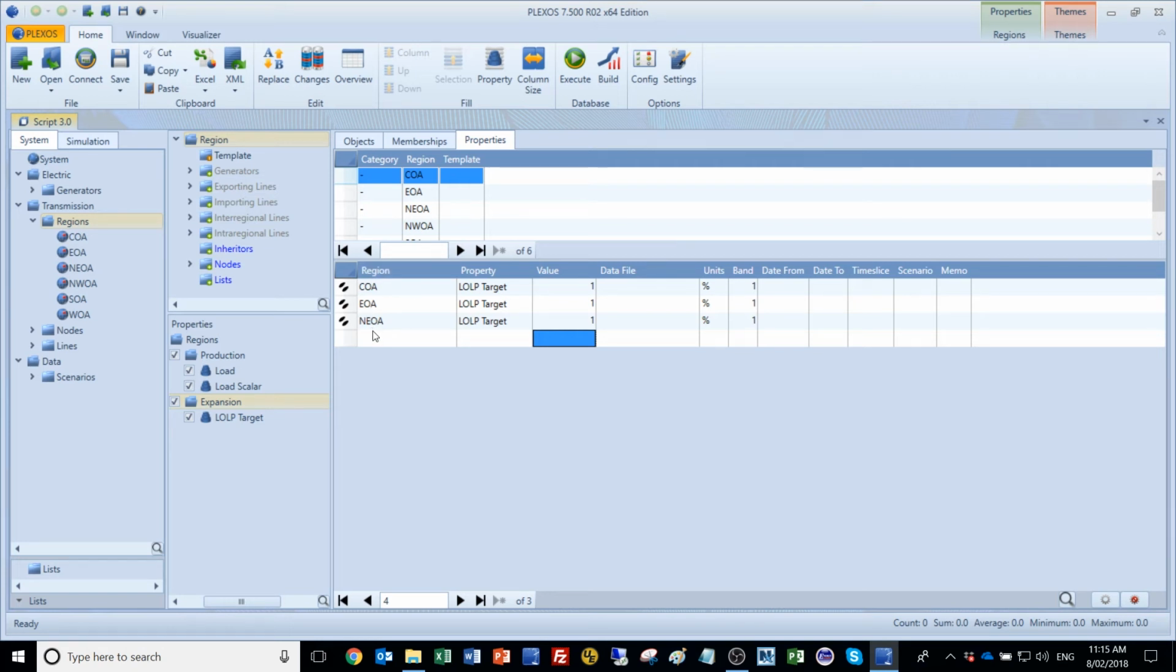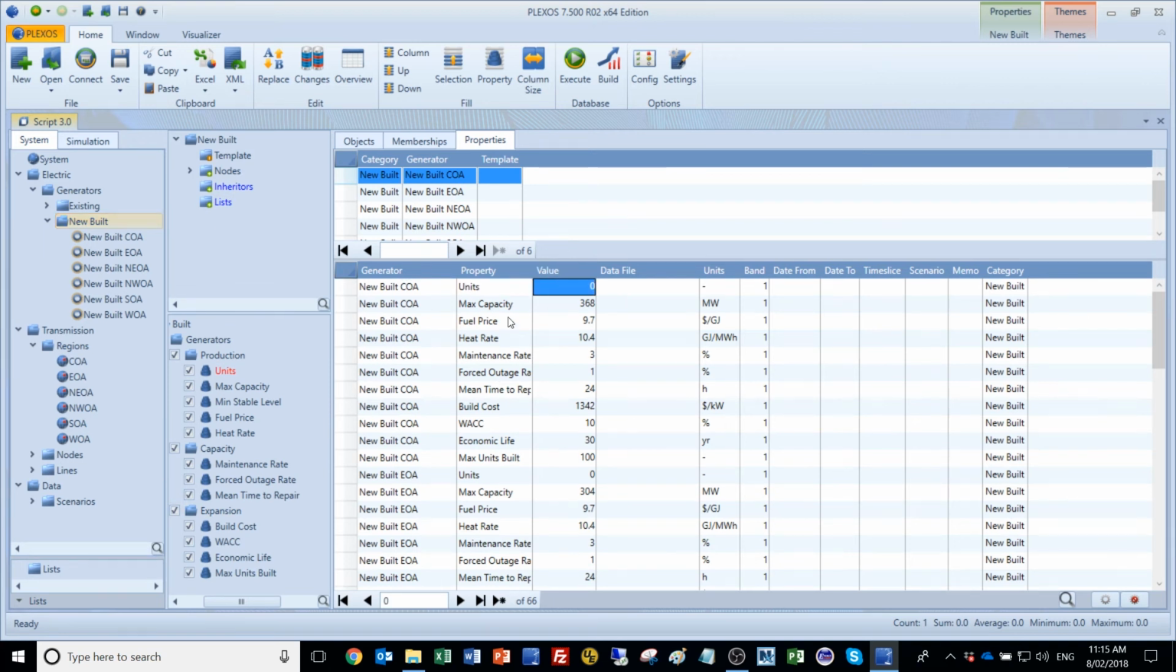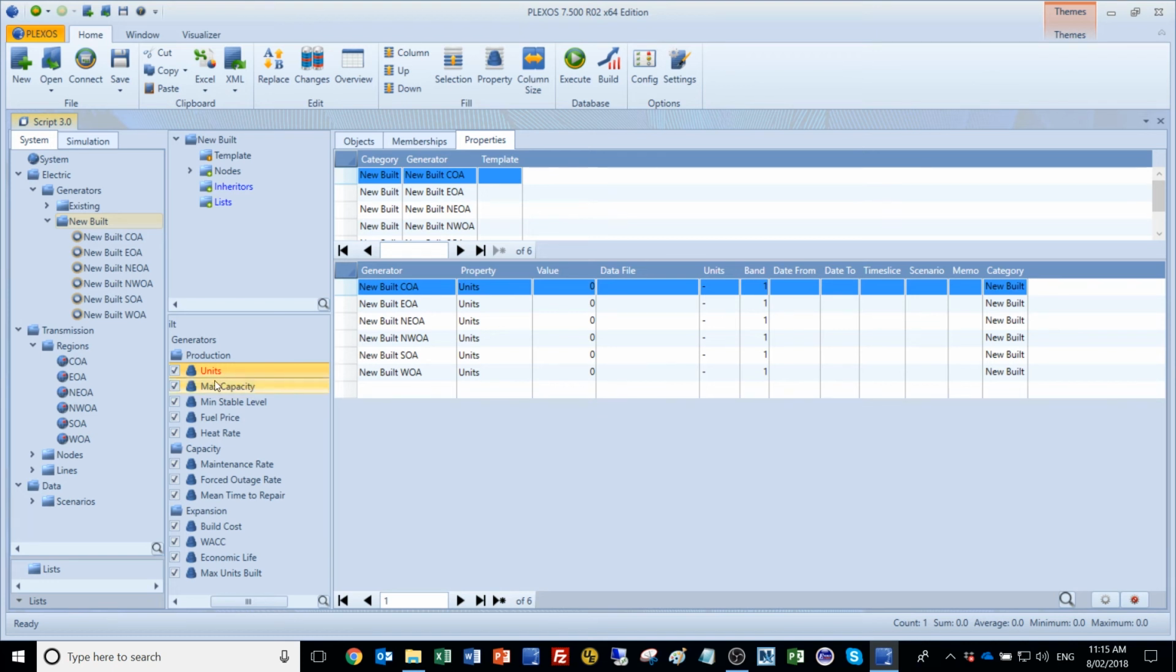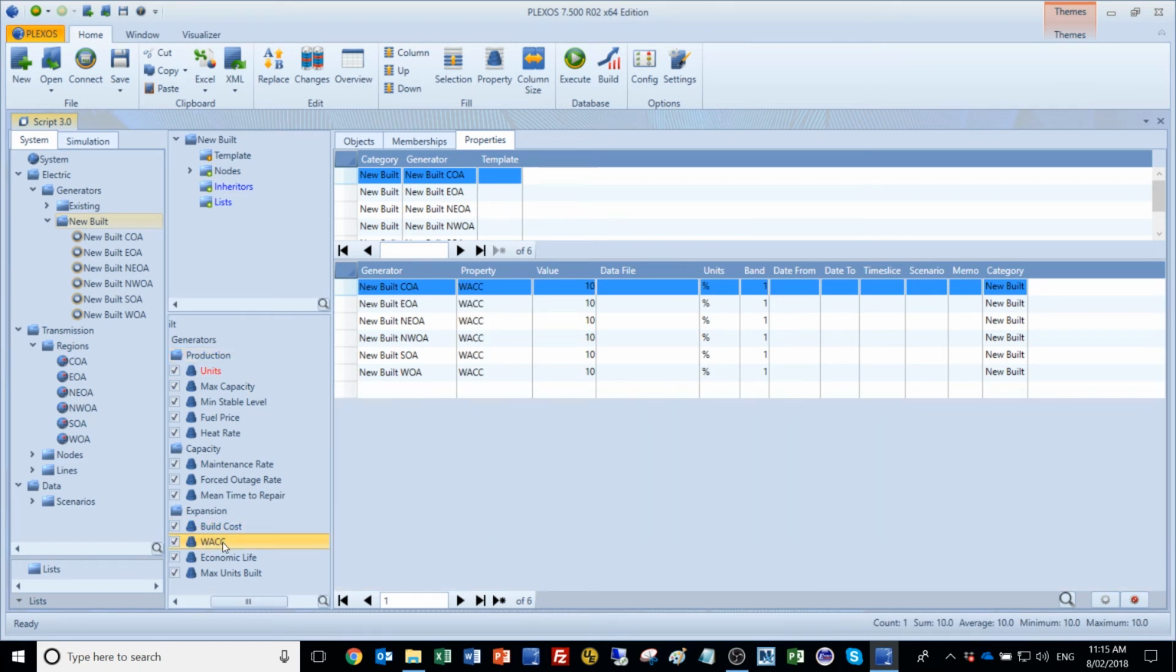You can define new build candidates generators in the same way as creating existing generators. However, remember to set the units to zero. For build candidates generators, you will have to inform properties such as build cost, weighted average cost of capital, economic life, and max units build. You may create build candidates transmission lines in the same way.